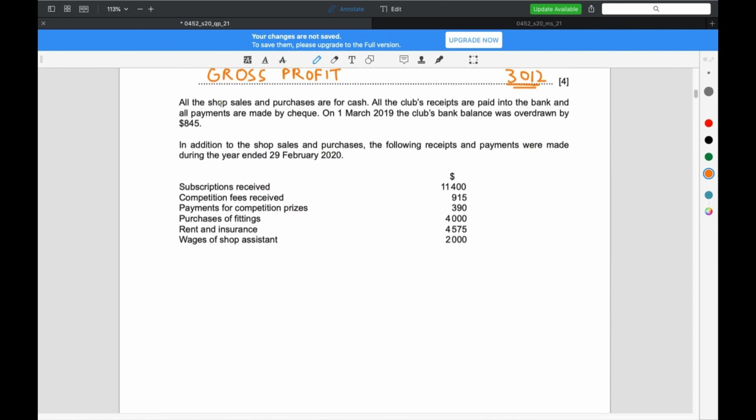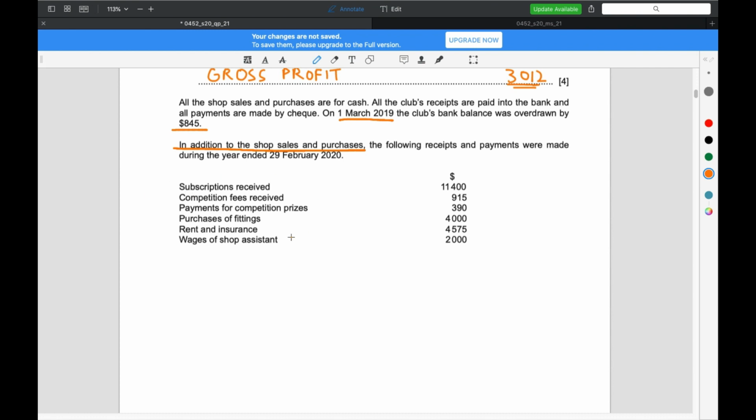Alright, so in the next part he's saying all the shop sales and purchases are made for cash, all the club's receipts are paid into the bank, and all payments are paid by cheque. Alright, so on 1st of March 2019 the club's balance was overdrawn by 845. So the balance brought down is going to be on the credit side of the bank account because it's overdrawn. In addition to the shop sales and purchases, the following receipts and payments were made during the year ended 29 February 2020.